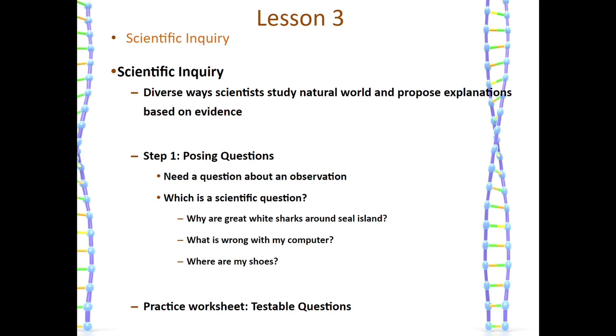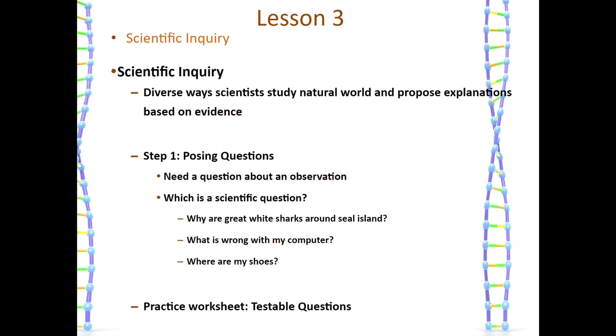Where 2 of them are lacking would be they are not free of any sort of personal opinion or relating to you personally. And that would be what is wrong with my computer and where are my shoes. While testable and based on observations, in terms of looking at science and how to propose explanations of the natural world, those 2 really don't fit that criteria. But the first one, why are great white sharks around Seal Island? This one absolutely does. So this one can then be moving on to the next steps.